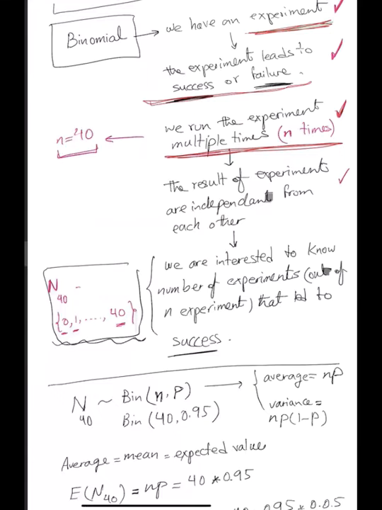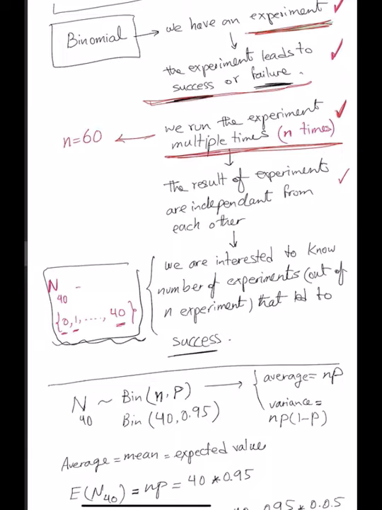Then that means we have run this experiment multiple times. How many times? 60 times. Can we say the results of these experiments are independent from each other, meaning that if the first person has the gene, that has nothing to do with the second person having the gene or not? Are these experiments independent? According to the question, yes.